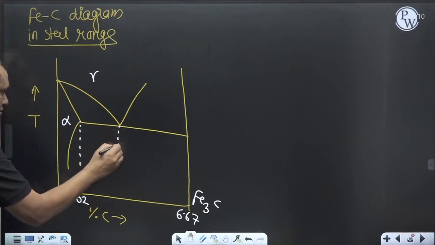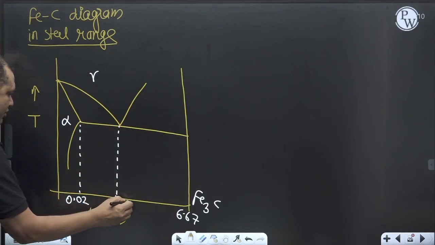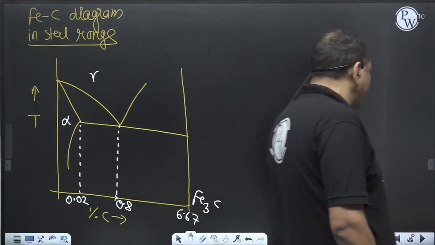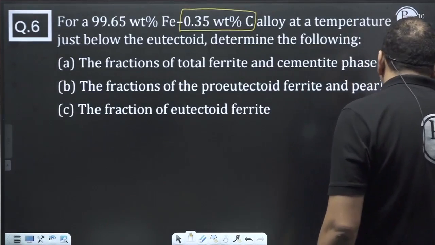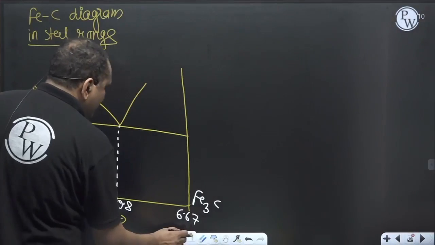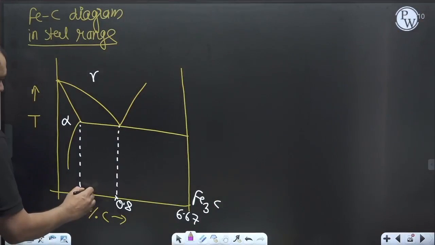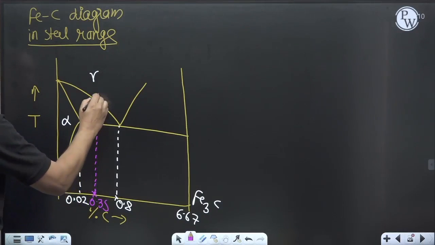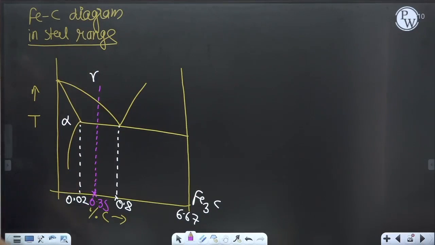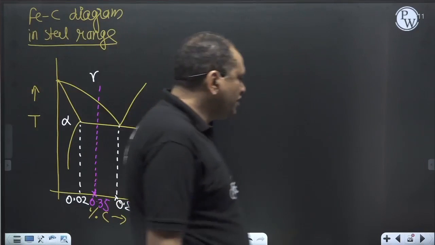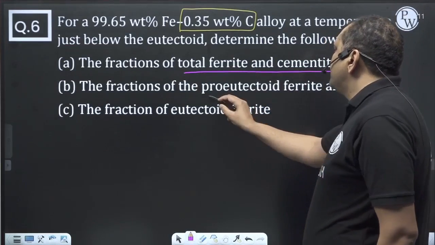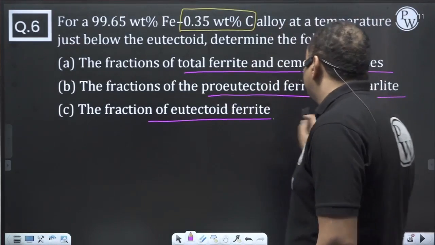0.02%, 0.8%. All right. So what my question is asking is about 0.35%. This is the 0.35% carbon. So the question is asking the fractions of total ferrite and cementite phase, the fractions of pro-eutectoid ferrite and pearlite, and the fractions of eutectoid ferrite.